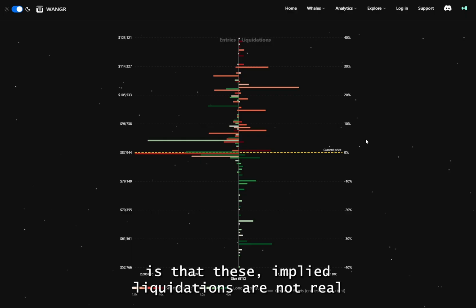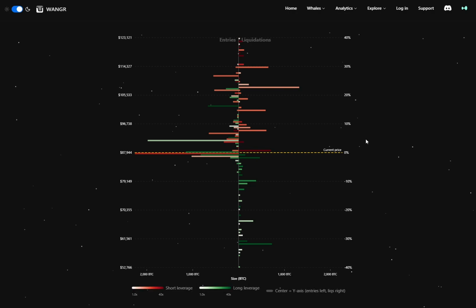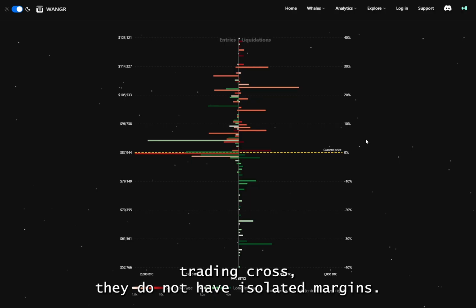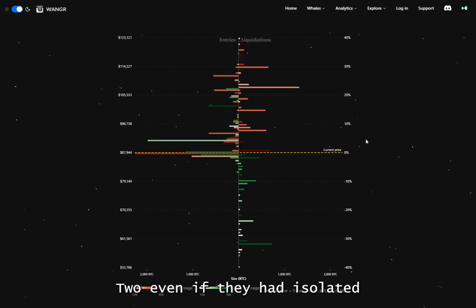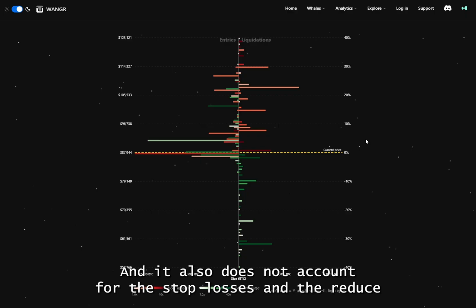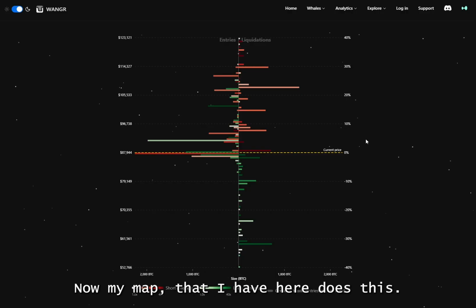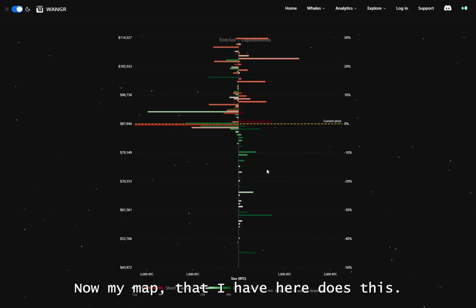implied liquidations are not real, because most of the large accounts trade in cross. They do not have isolated margins. Two, even if they had isolated margins, this does not account for the full account value. And it also does not account for the stop losses and the reduce only orders and trigger orders that people set. Now, my map that I have here does this.